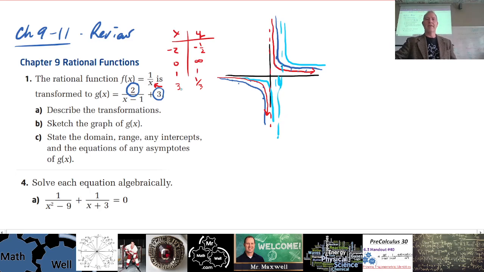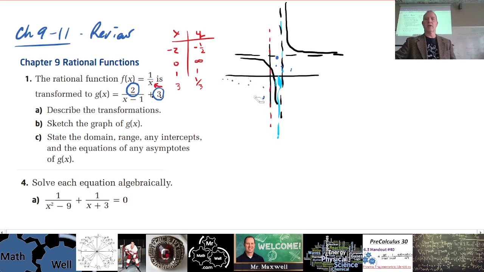Okay, and then finally, this 3 is a vertical shift, a vertical translation. So it either goes up or down. And in this case, it goes up 3 units. It's a positive 3, goes up 3 units. So this light blue graph then would go up 3 units and would look something like this, right? So here's our new graph with our asymptotes there, and transformations of rational functions works the same way as transformations with other functions, okay? Any questions about that at all?